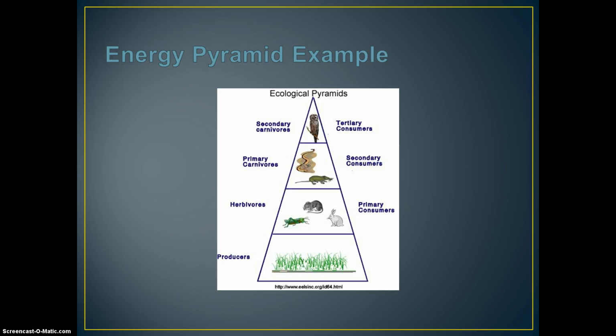We can put each of the trophic levels, here's my producer level, my primary consumer, secondary consumer, and tertiary consumer, into a pyramid structure. The reason we use a pyramid is because as we go up these trophic levels, biomass actually goes down. Biomass is the amount of living matter in an ecosystem. There is always going to be more plants, more producers in any ecosystem than there will be animals. That's why our plants go on this bottom level.